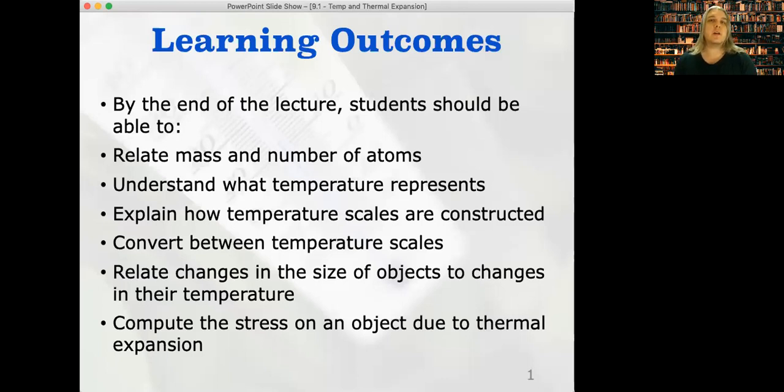So we're still thinking about the idea that everything's made of atoms, and we want to be able to think about how many of them there are in any substance. I want to understand what temperature represents, explain how temperature scales are constructed, convert between temperature scales, relate changes in the size of objects to changes in their temperature. So that's moving into the thermal expansion part of the lecture. And we want to compute stress on an object due to thermal expansion. So we've already met stress, and now we're going to bring it into thermal expansion and talk about that.